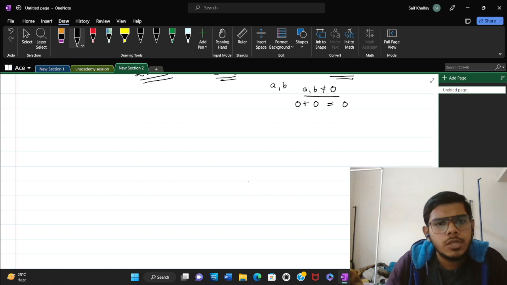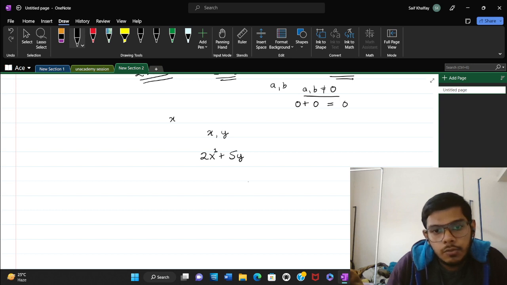Similarly, talking about linear equations in two variables: since in one variable it was only x, now there are two variables. So consider x and y as two variables. I am writing an equation 2x plus 5y. So this is a linear equation in two variables. Now recall, what is a linear equation? A linear equation is the one having the degree of variable as 1. The power of x is 1 here, and similarly the power of y is also 1 here. So it is a linear equation in two variables.